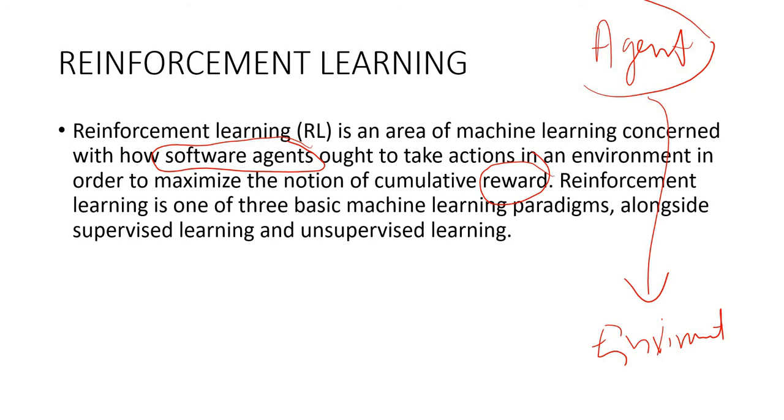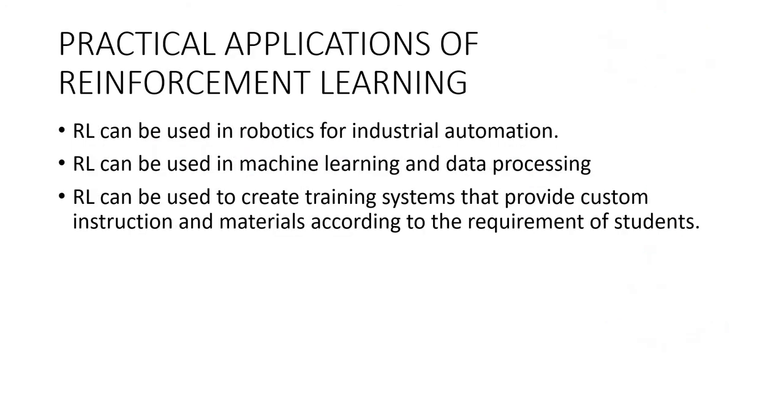Reinforcement learning is one of the three basic machine learning paradigms alongside supervised and unsupervised learning. So here you have an agent and the environment, and if the agent is performing well, it is rewarded. If it is not attaining its goals, it is penalized. That is the concept of reinforcement learning.